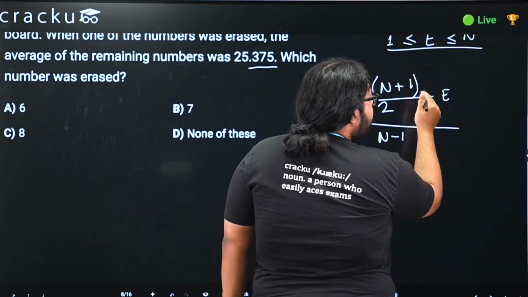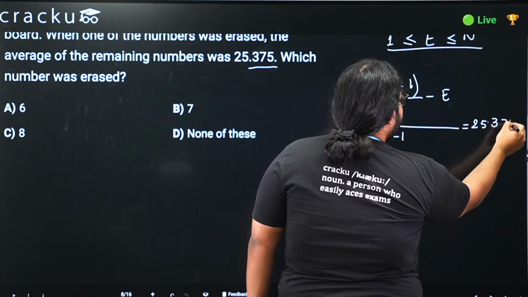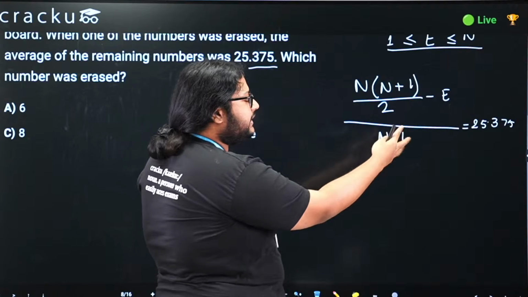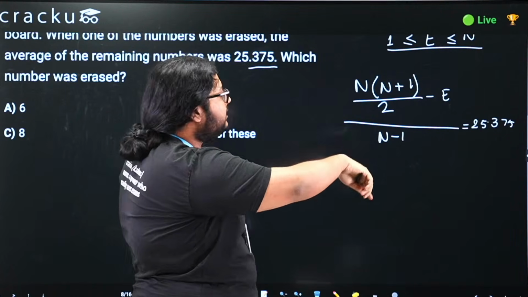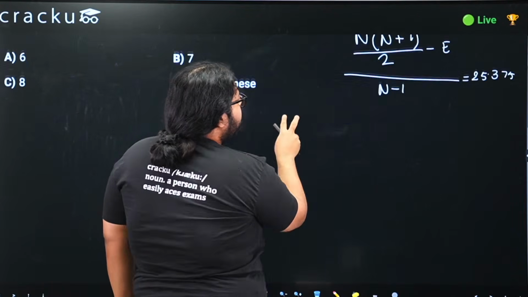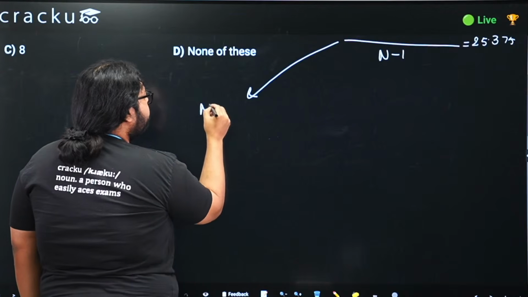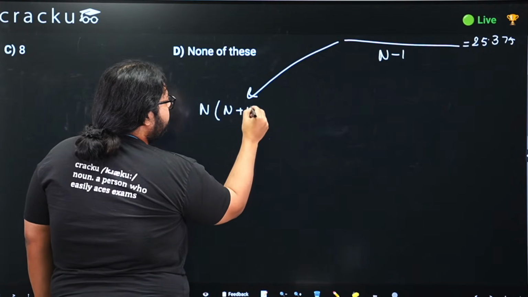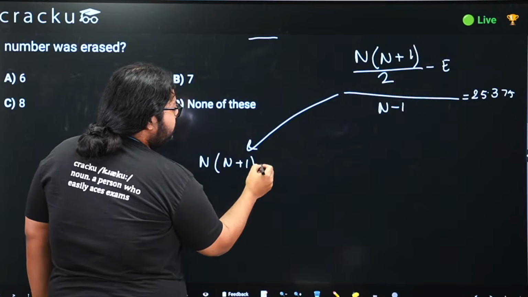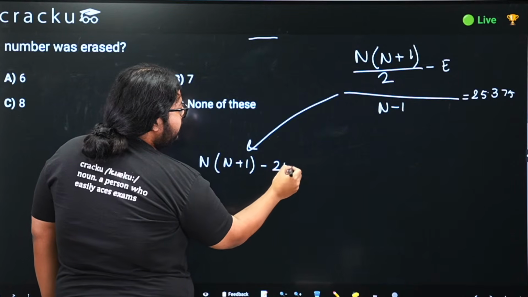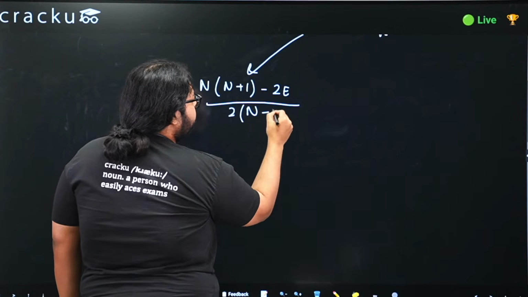This is the average, and this is equal to 25.375. Okay, so before equating and trying to solve, let's simplify this a little bit. It's n plus 1 by 2 minus E, right? So we can take 2 as the LCM, so that gives me minus 2E, divided by 2 into n minus 1.